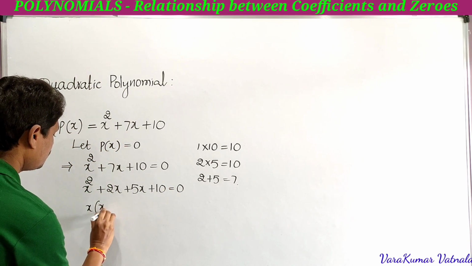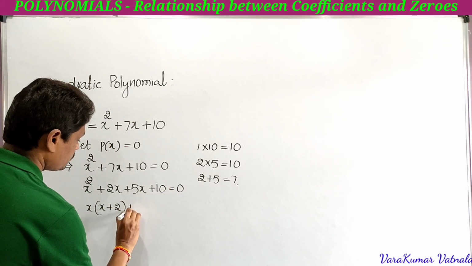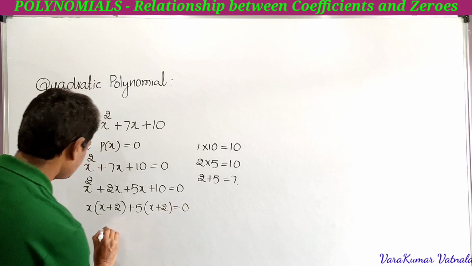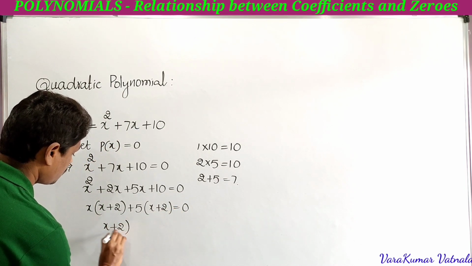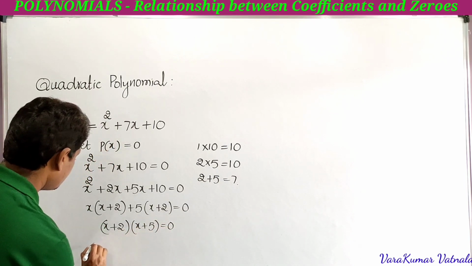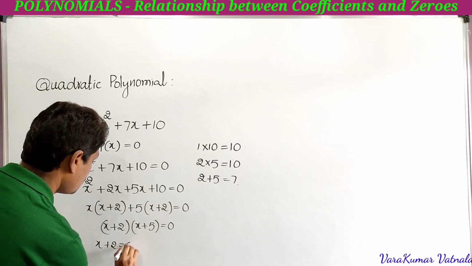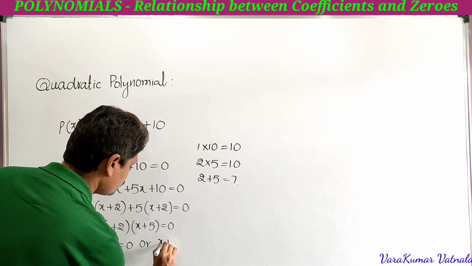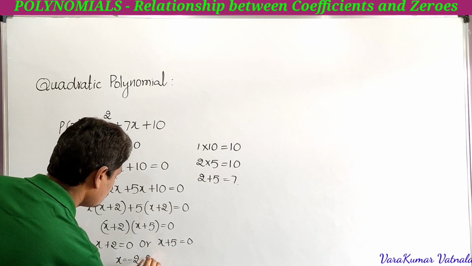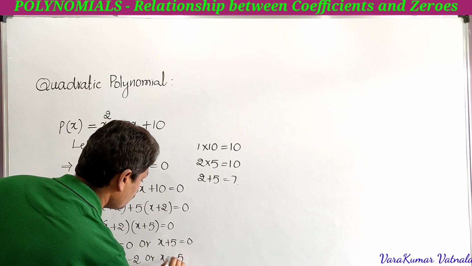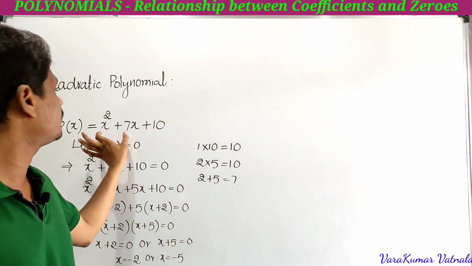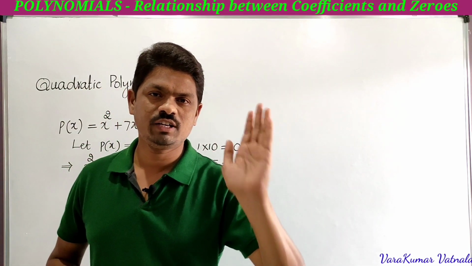x is common here: x into x plus 2, again plus 5 is common. Totally x plus 2 is common. So x plus 2 into x plus 5 is equal to 0. We get x plus 2 equal to 0 or x plus 5 is equal to 0. So x is equal to minus 2 or x is equal to minus 5. So minus 2 and minus 5 are the zeros of the quadratic polynomial x square plus 7x plus 10.